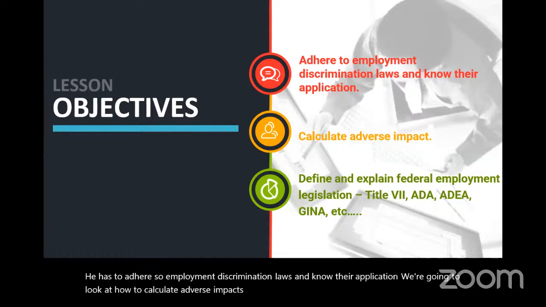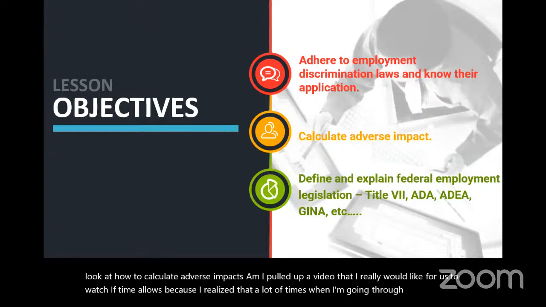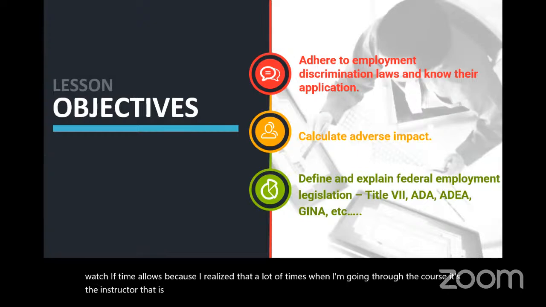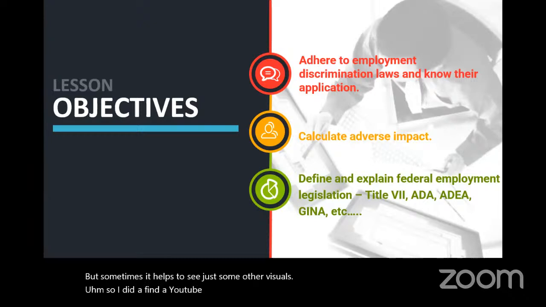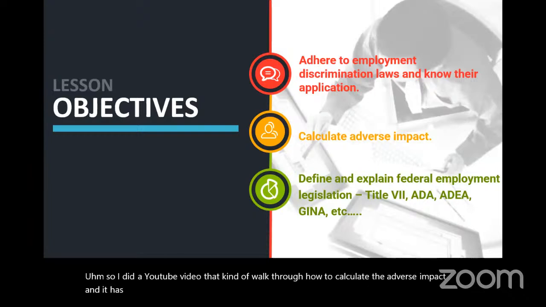I pulled up a video that I really would like for us to watch if time allows, because I realized that a lot of times when I'm going through the course, it's the instructor that is speaking. And so you all are listening to it from an auditory perspective, but sometimes it helps to see some other visuals. So I did find a YouTube video that walks through how to calculate the adverse impact, and it has some animation to help drive that point home, because calculating adverse impact, you may see that on your exam.